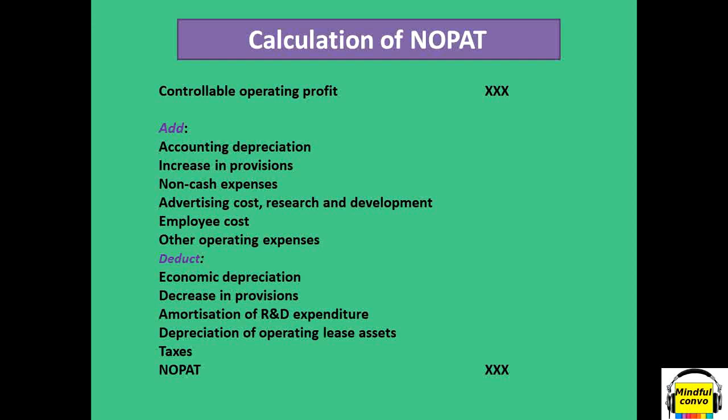Then amortization of R&D expenditure we will be deducting, because we have already added the R&D expenditure, but we will be deducting only the amortized part, the deferred part. We won't be taking all the expenses. Then depreciation of operating lease assets, so we will be deducting all the lease assets depreciation. Then taxes, I have told you, you will be deducting taxes, and then we'll reach NOPAT, net operating profit after tax.